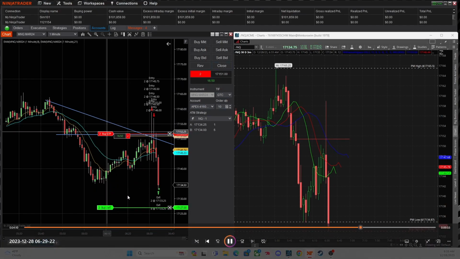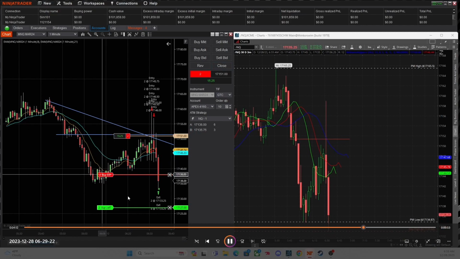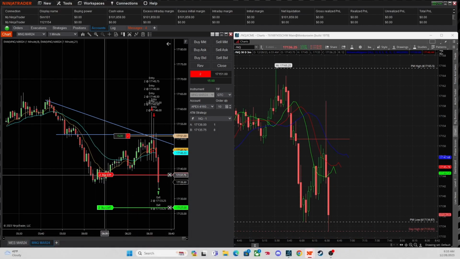Order canceled. And there we go. It tagged me out, and I move my stop up higher just to see if I can capture more. And I think it goes all the way. I don't even think I get stopped out. I think we keep falling, right?